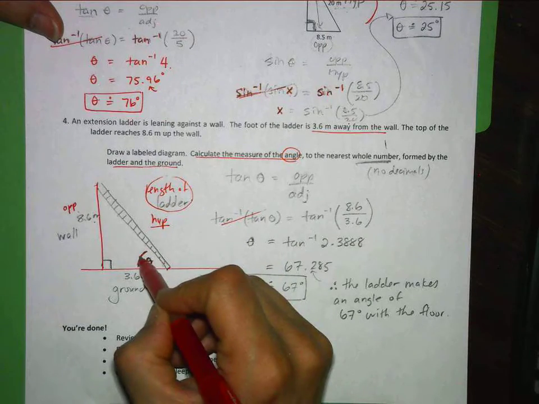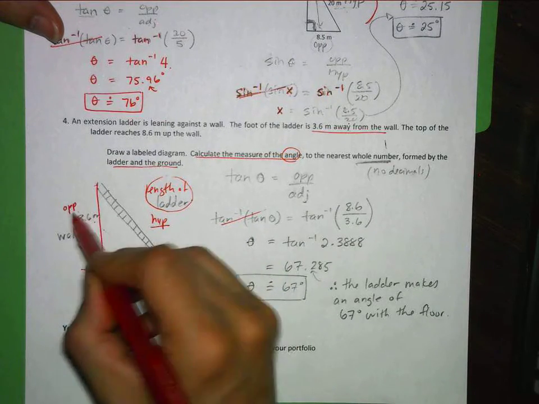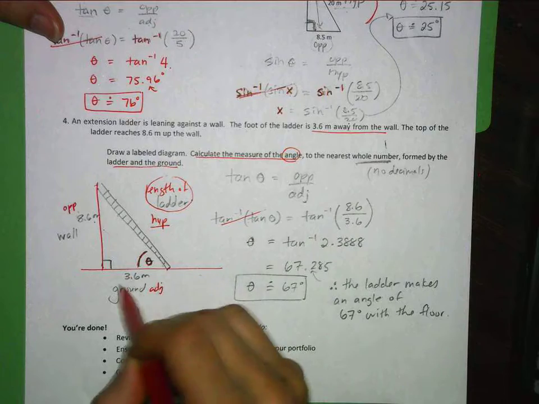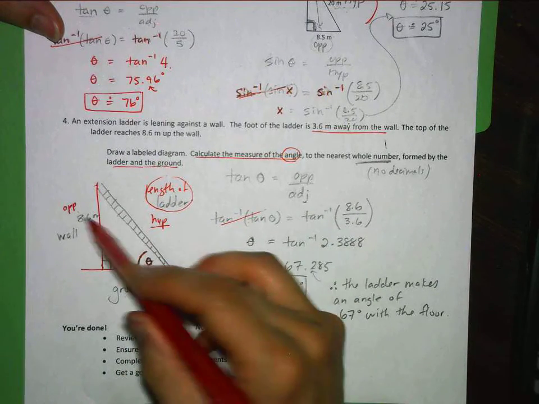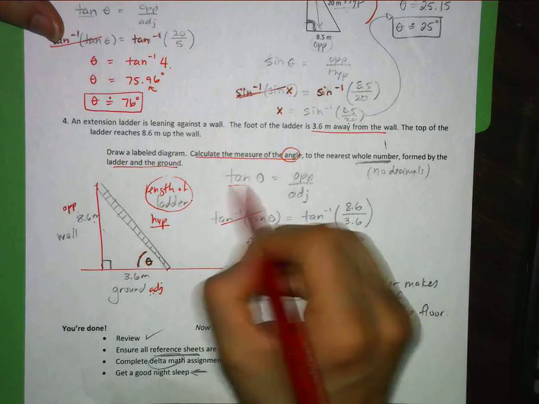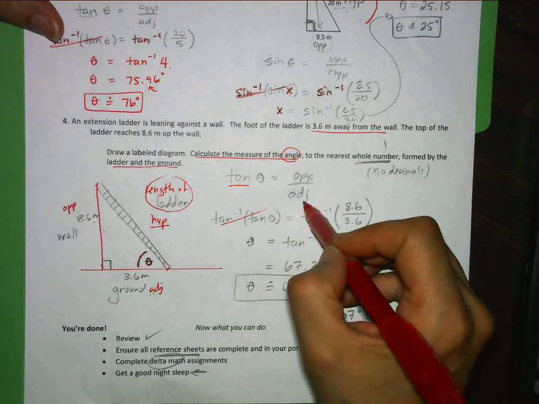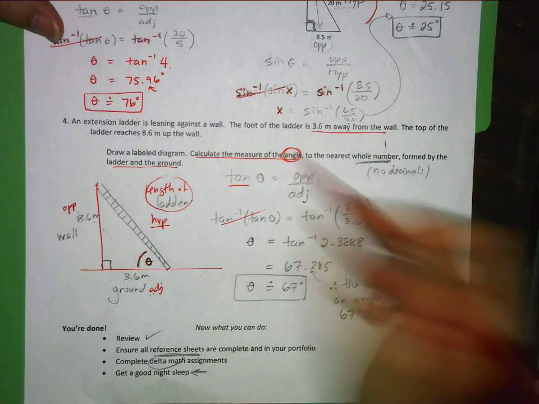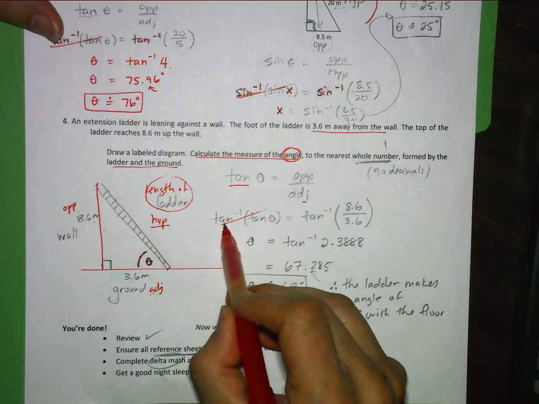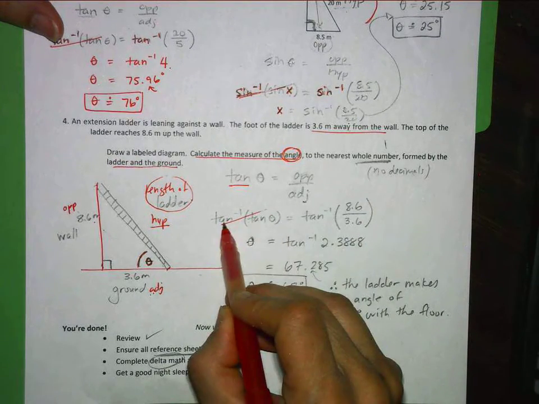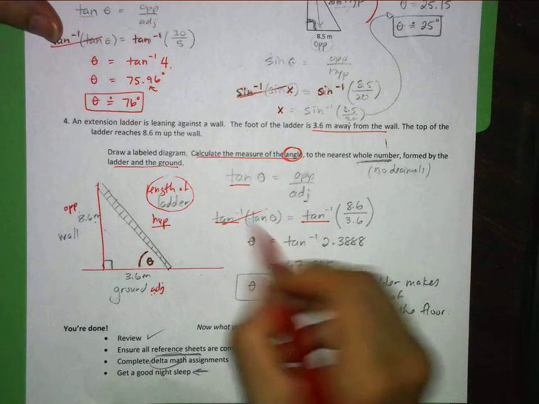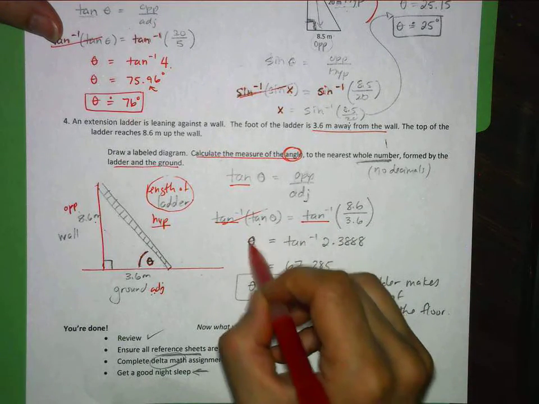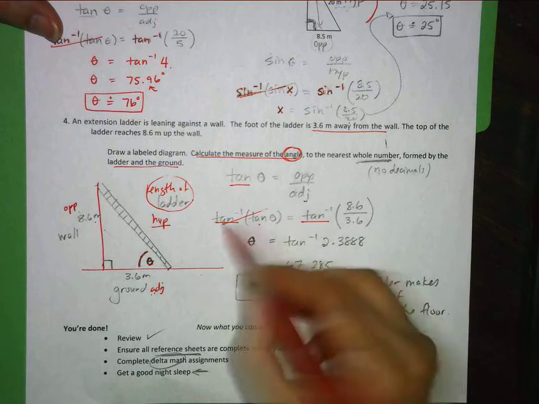So right here I go across, this is the opposite side, this one is beside, so the ground is the adjacent. So opposite and adjacent, that's tan of theta. All right, opposite over adjacent, I'm looking for the angle. So that means I need to do the tan inverse. I do that on both sides. So the tan inverse of tan gives us just the theta.